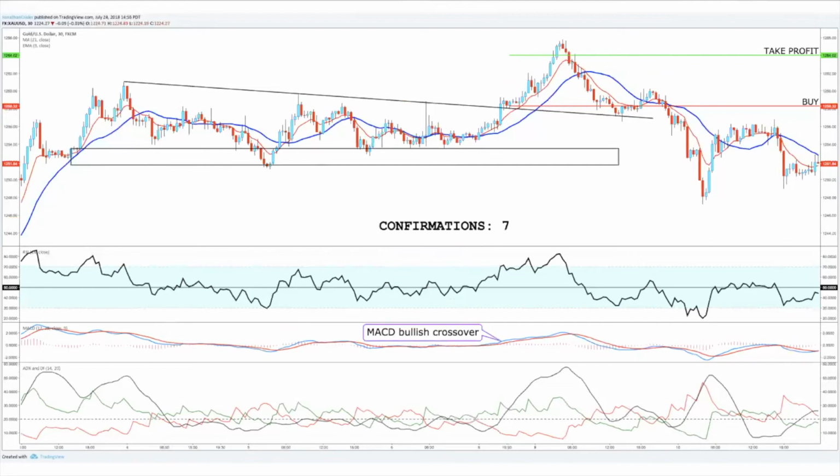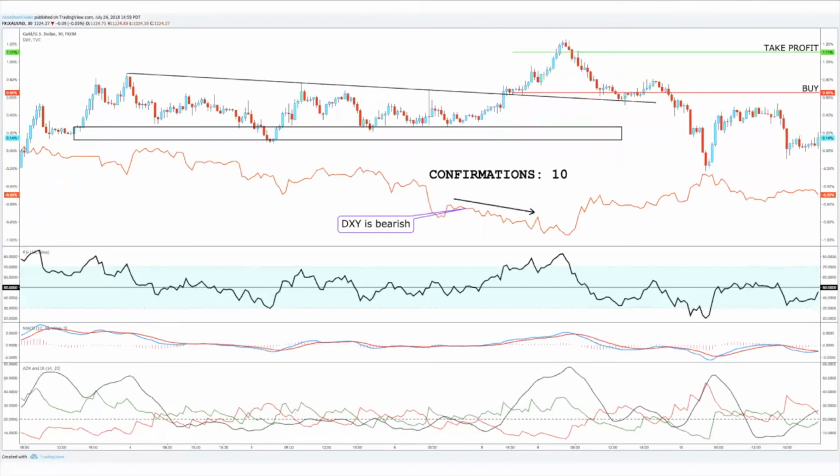Our 7th confirmation is the MACD bullish crossover. You can see it right here. The blue line rose above the red line, showing a good time to buy. Our 8th confirmation is the ADX trend line right here. We can see it rise above 25, showing the increase in the trend strength. Then we have a positive DI line go above the negative DI line, showing how much stronger the buying pressure is compared to the selling pressure, saying it's a good time to buy.